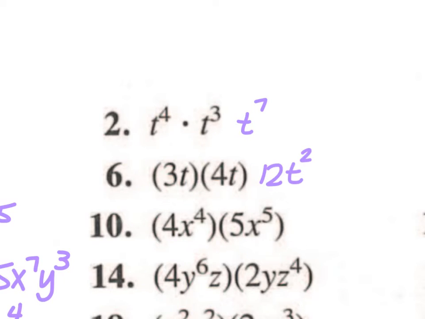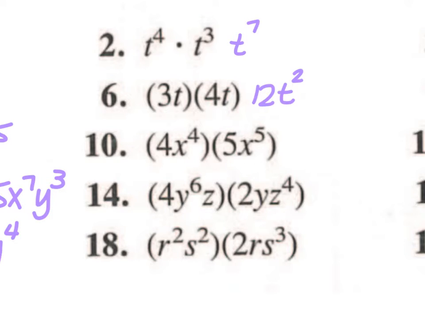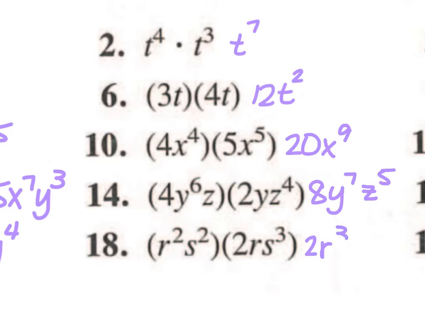For the 10, we have 4x to the 4th times 5x to the 5th. So 4 times 5 is 20x to the 9th. The 14, we have 4y to the 6th power z times 2yz to the 4th power. So the 4 times 2 is 8y to the 7th power z to the 5th power. For 18, r squared s squared times 2rs cubed is going to be 2r cubed s to the 5th power.